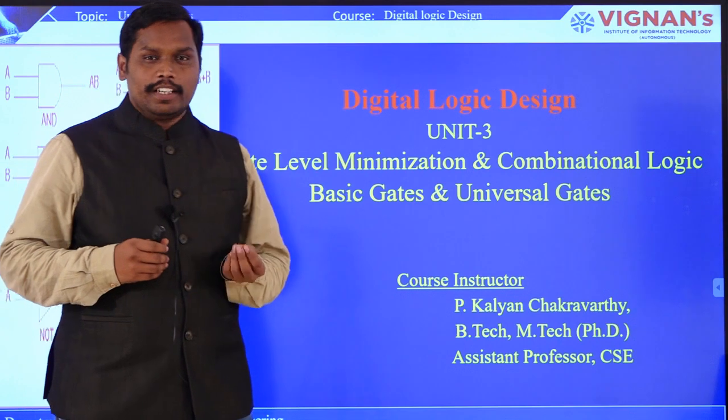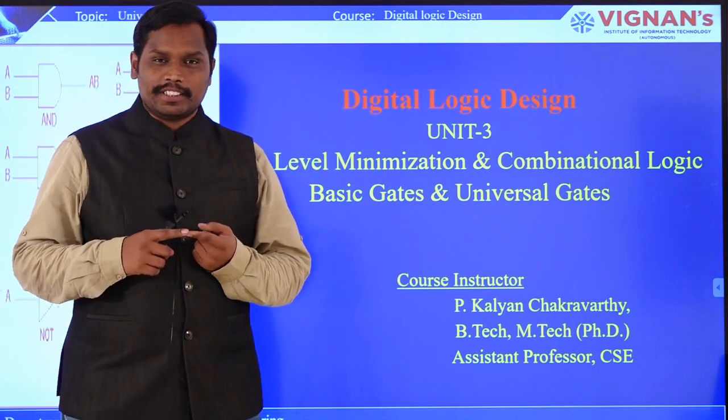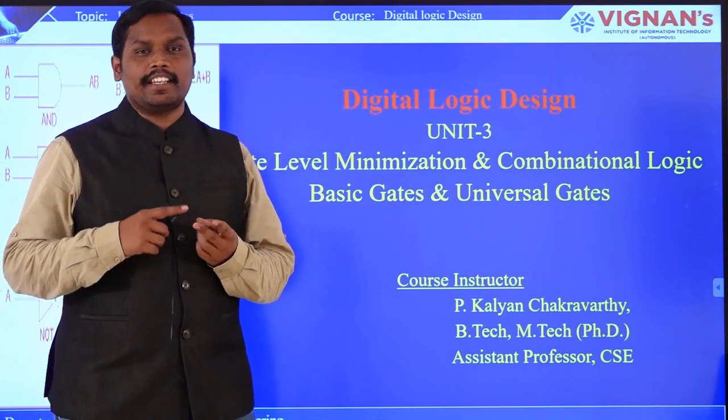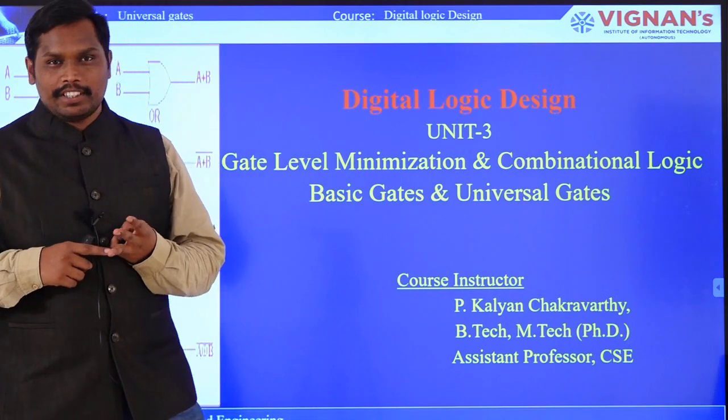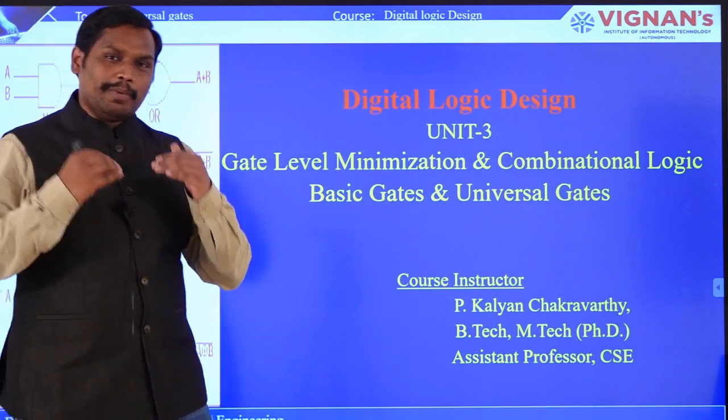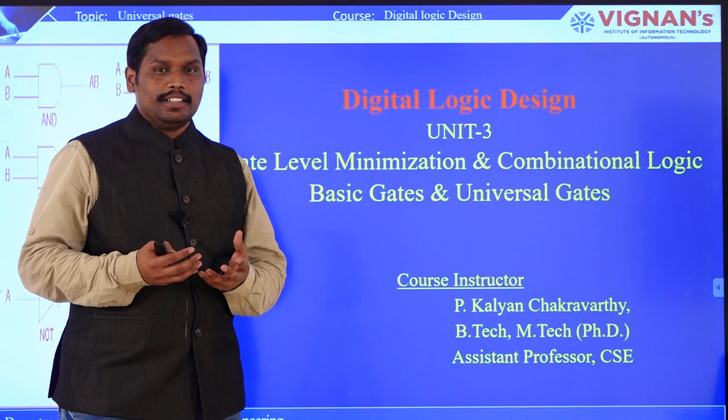simplified them using techniques. Okay, so Boolean algebra is the first technique, and Karnaugh map is the second technique, and then Quine-McCluskey tabulation method is the third technique. So, we have minimized the gates with some techniques.